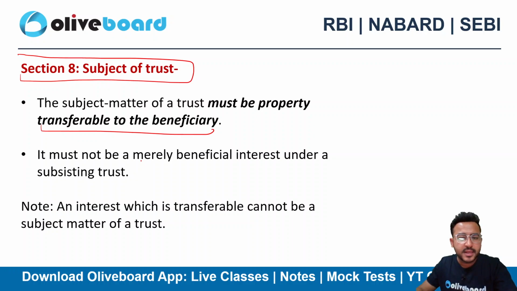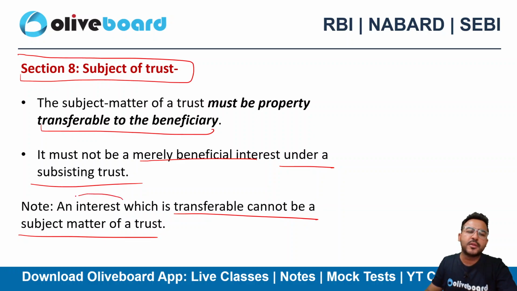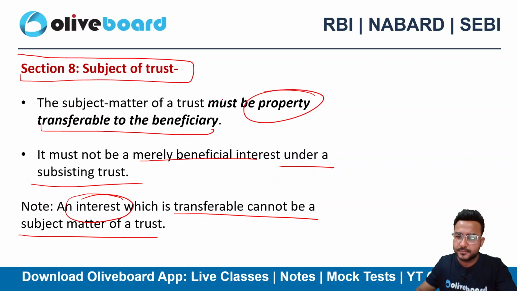It must not be merely a beneficial interest under a subsisting trust, but actually a property transferable to the beneficiary. Now an interest which is transferable cannot be a subject matter of the trust. We cannot have an interest which is transferable, we need to have a property. Okay.